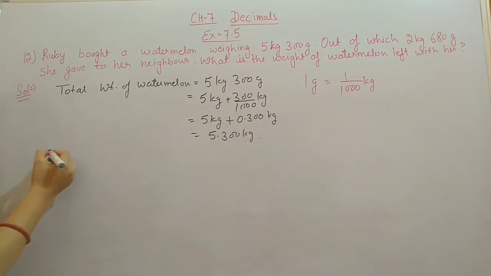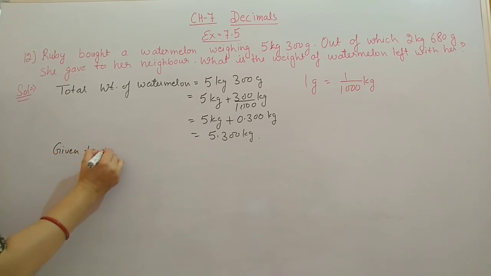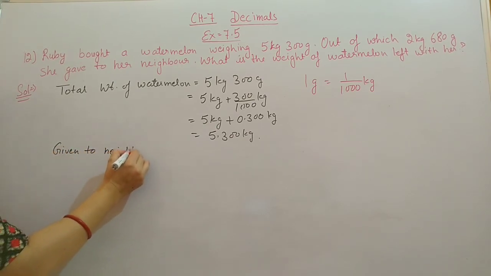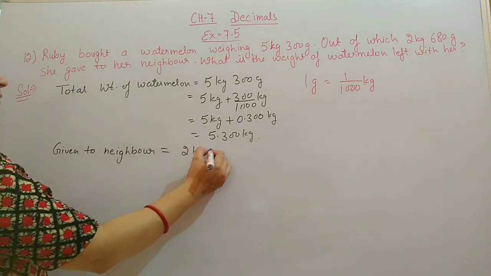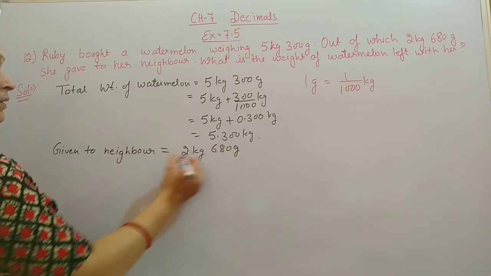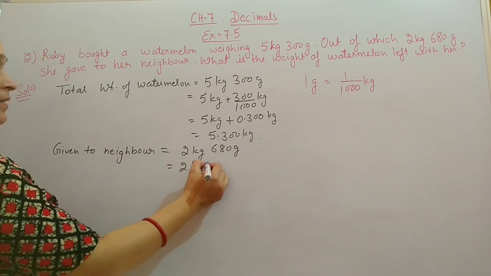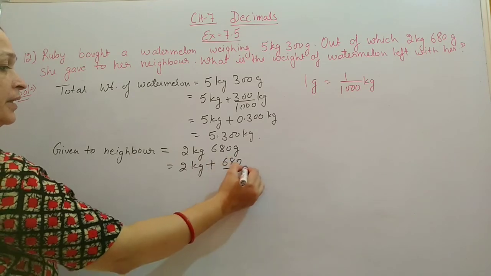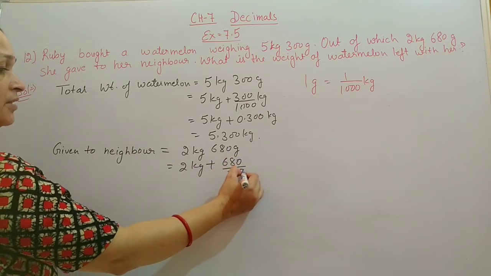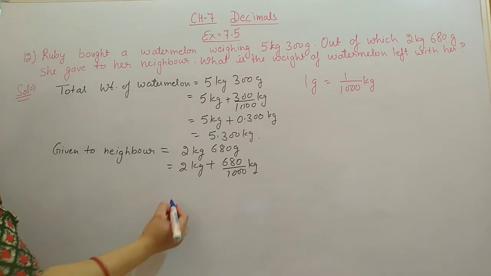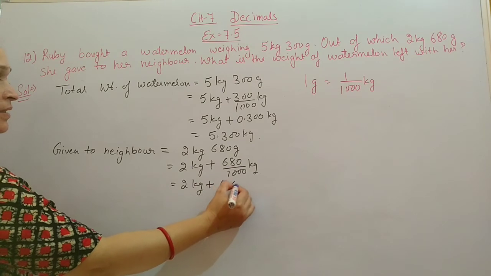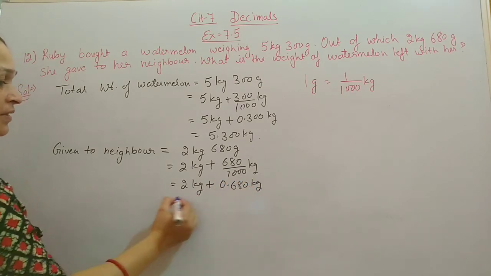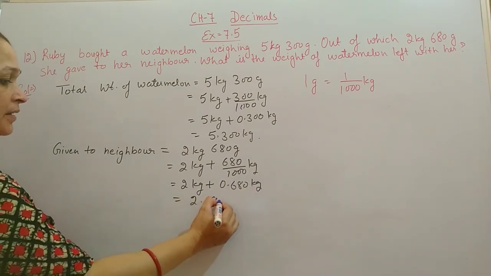She gave to her neighbor 2 kg 680 gram. 2 kg, and this 680 gram we will change into kg. We will divide it by 1000. It will become 2 kg plus 0.680 kg, which we can write as 2.680 kg.